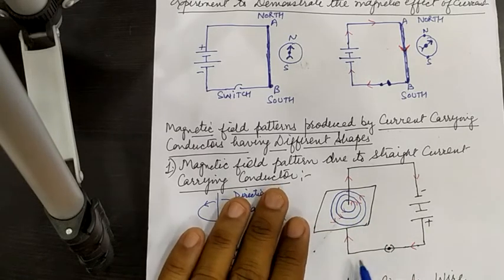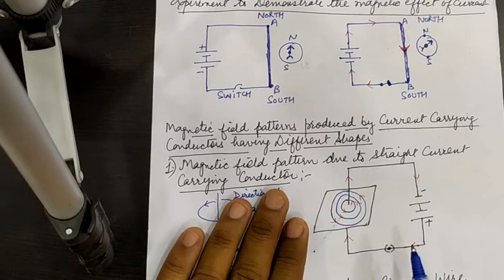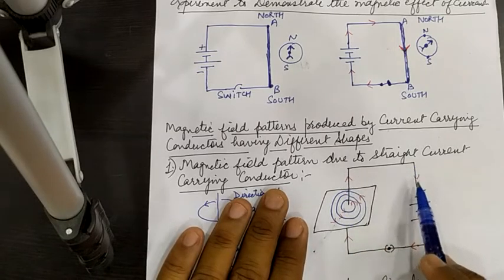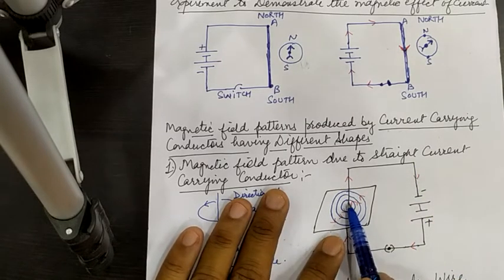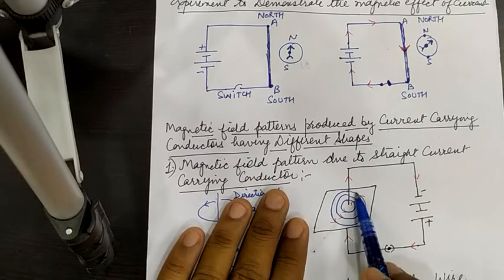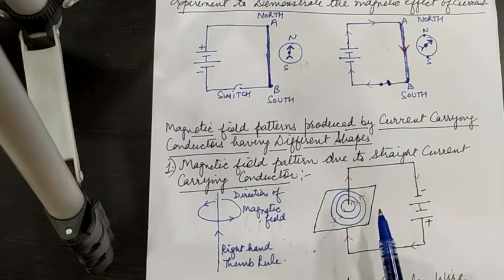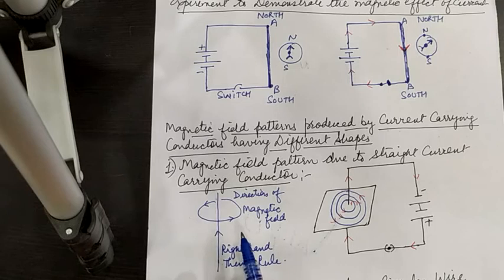The switch is also attached. Once you pass the current, you will see that magnetic field lines are developed in this manner. So what will be the direction of these magnetic field lines? This is given by the right hand thumb rule, Maxwell's right hand thumb rule. So what is it?